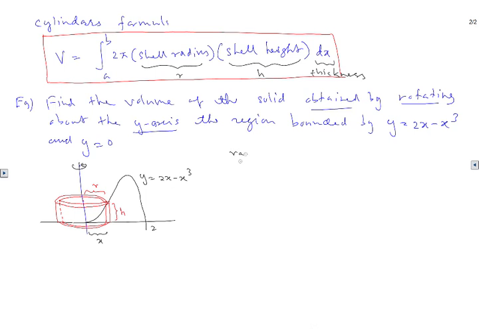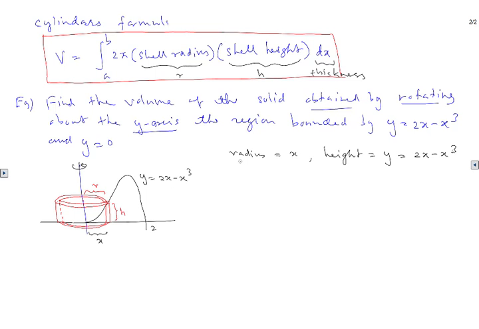We need the radius. What's the radius? What we do, we're gonna cut the shells with the same axis as the axis of rotation. Okay, so that's how we cut the shells like that. So the radius is x, and the height is the y coordinate. That's the height, which is 2x minus x cube. So we have everything we need.